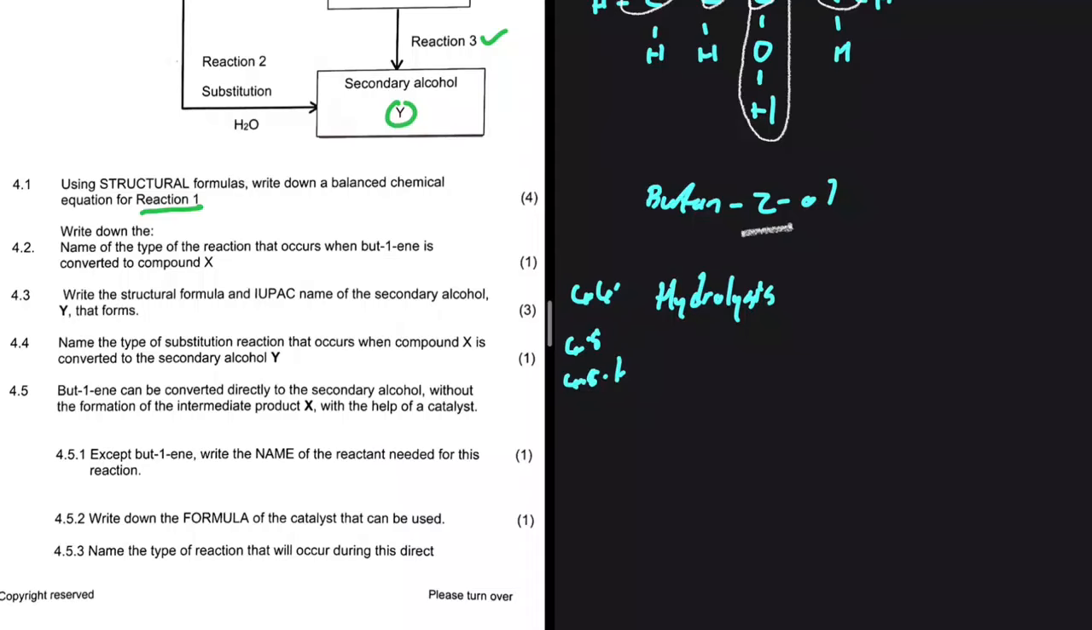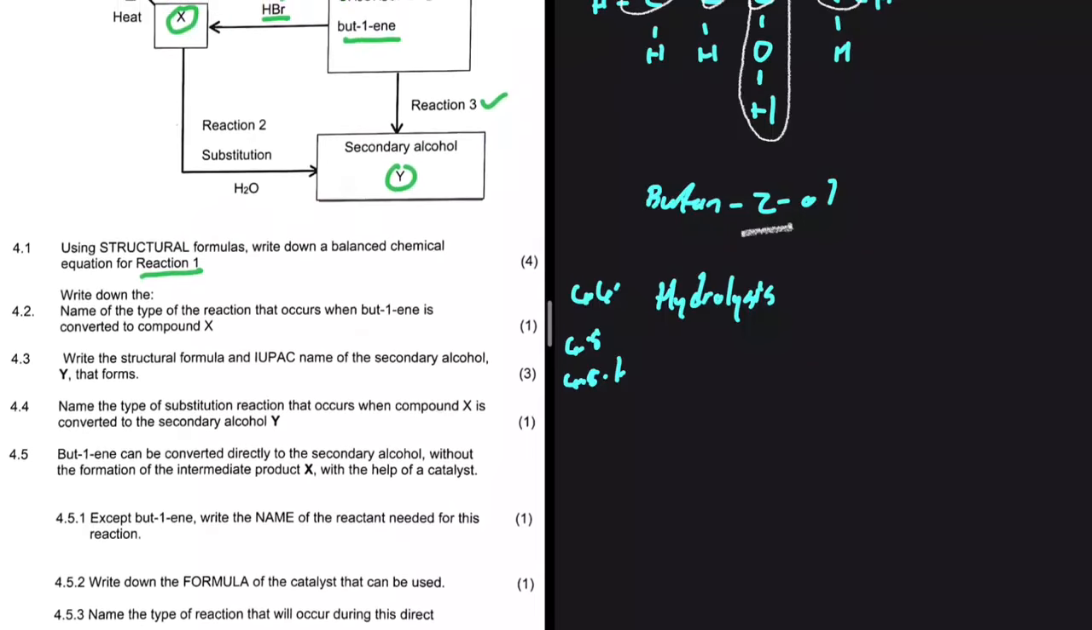Butane can be converted directly to the secondary alcohol without the formation of the intermediate product X with the help of a catalyst. 4.5.1. Except butane, write the name of the reactant needed for this reaction. Well, a reaction that takes us from butane to the secondary alcohol is an addition reaction. But they don't want to say that now in 4.5.1 because it is the equation in 4.2. So if they tell you what it is, then you can say, oh okay, it means that the answer to 4.2 is addition.